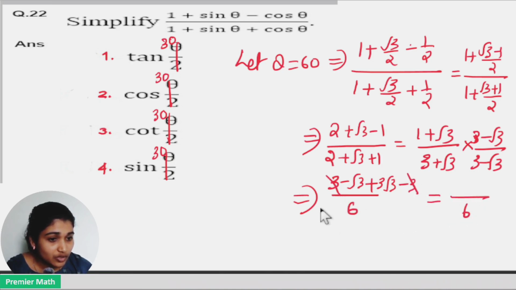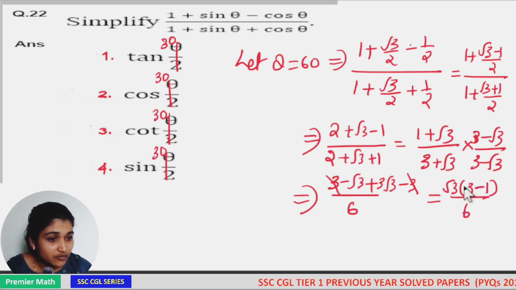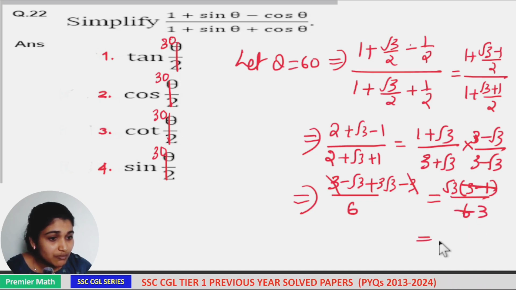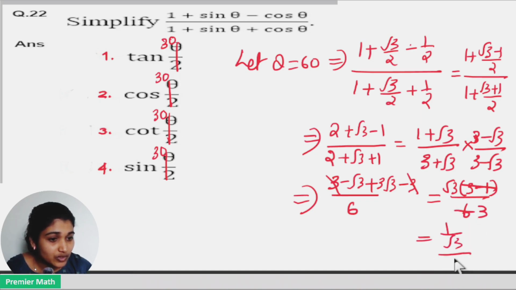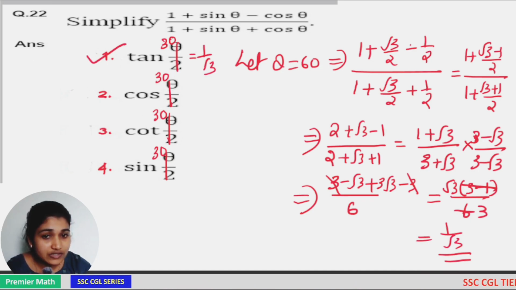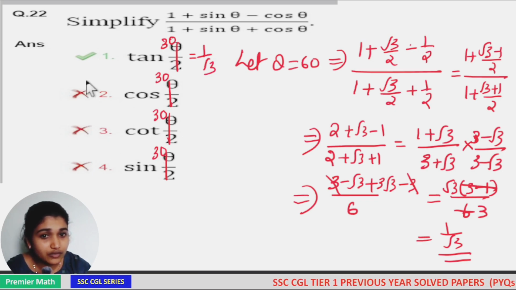Here the denominator is 6 and the numerator is 3 root 3 minus root 3, I can take root 3 outside. Then this will become root 3 into 3 minus 1. 3 minus 1 is equal to 2. 2 goes 3 times in 6. So root 3 by 3 is equal to 1 by root 3. Now we already know tan 30 is equal to 1 by root 3. And here option 1 is our answer. If you check other options, all are different.